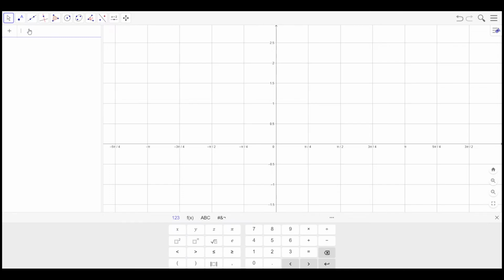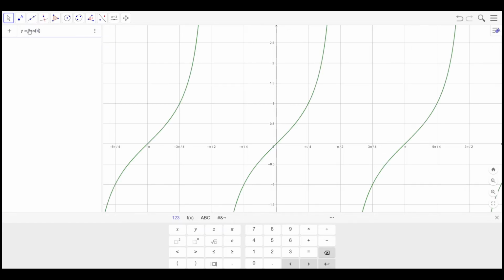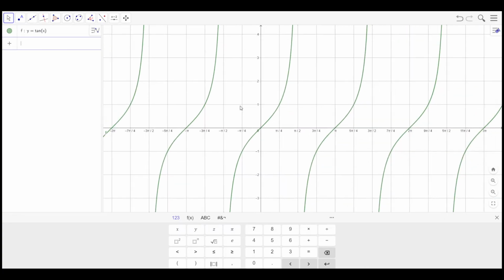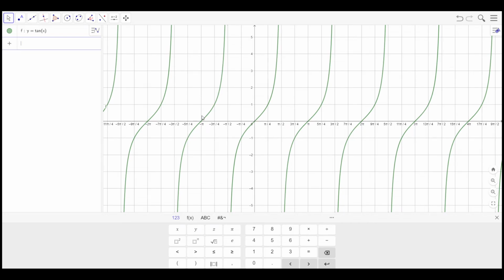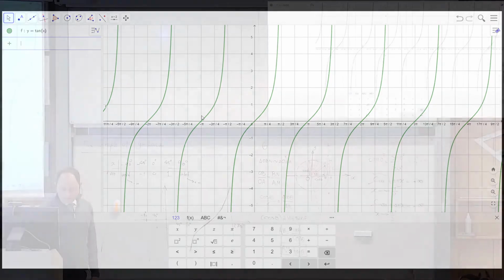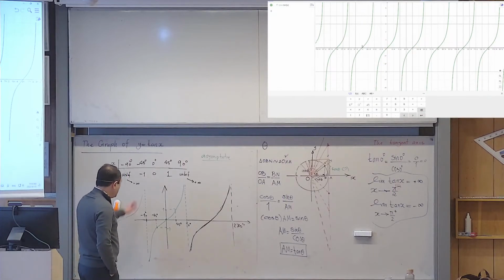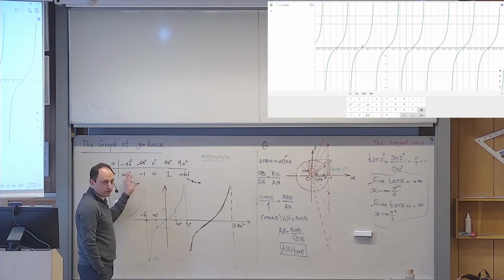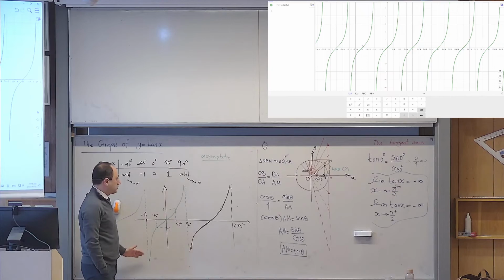And then we go here and type tangent, and it is automatically in radians in GeoGebra. Okay, so this is the graph that you get, and you see those dotted lines are absent here, and that's correct because the dotted lines are actually not part of the graph of this function. We draw them to guide us in how to draw the graph.